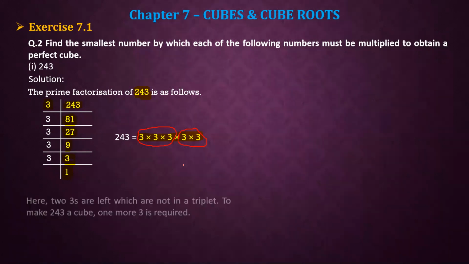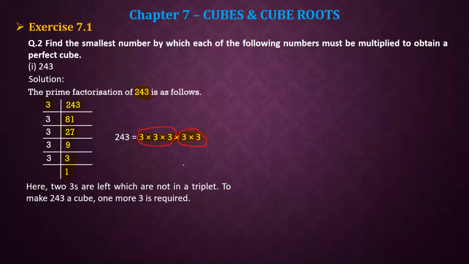So in conclusion, we can say that 2 threes are left which are not in a triplet. Therefore, to make 243 a cube number, one more 3 is required. That means we are going to multiply these prime factors by 3.